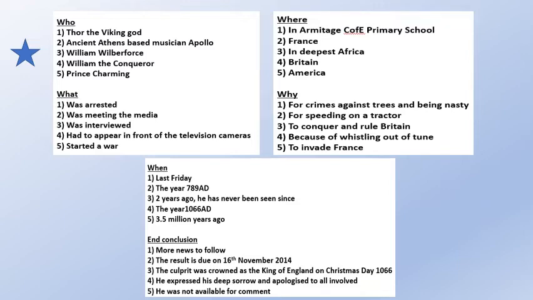Question 2 is all about what? What was arrested? What was meeting the media? What was interviewed? What had to appear in front of television cameras? What started a war? So you got to choose the relevant number. Next is all about where. Number 1, in Armitage Church of England Primary School. France, in deepest Africa. Britain, America.